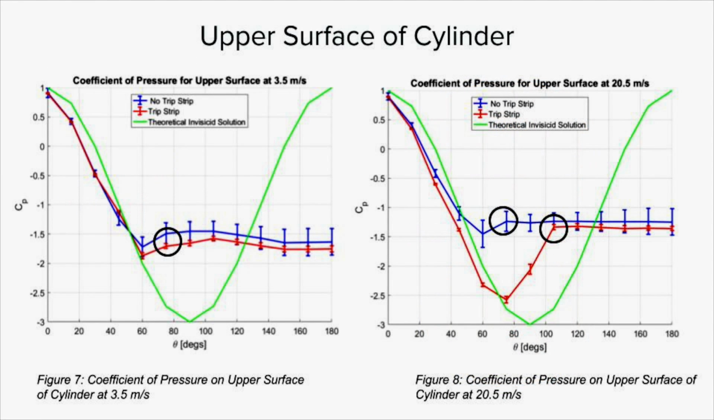Results for the upper surface of the cylinder show that the coefficient of pressure of the cylinder decreased with the addition of a trip strip. Figures 7 and 8 show the relation of the coefficient of pressure to its location on the cylinder. The circles on the graph represent the point of separation.